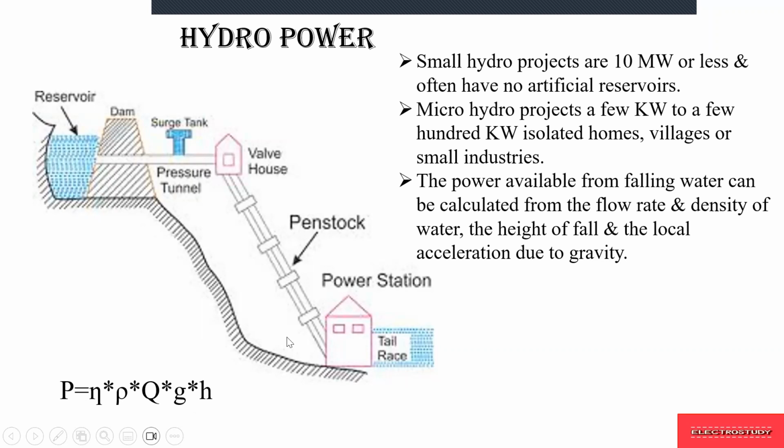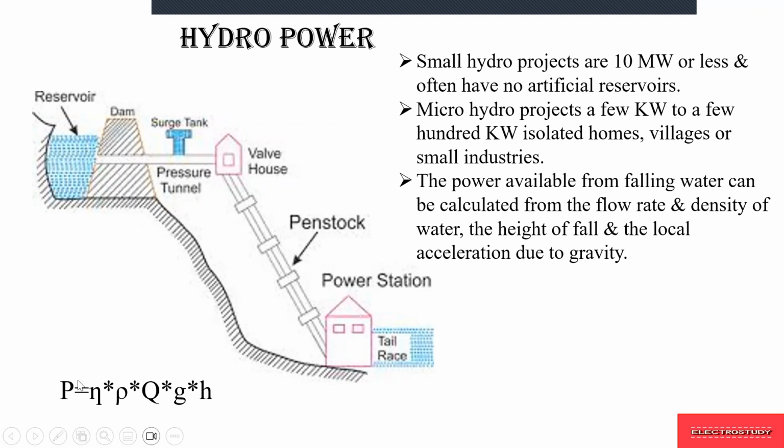For small hydro projects, around 10 megawatts or less, no artificial reservoirs are required. Only when the projects are more than some 100 kilowatts is a reservoir required, because it is going to generate a high amount of electricity with hydropower. The power is generated when the water falls from the reservoir to the power station. Here you can see there is a power generator.